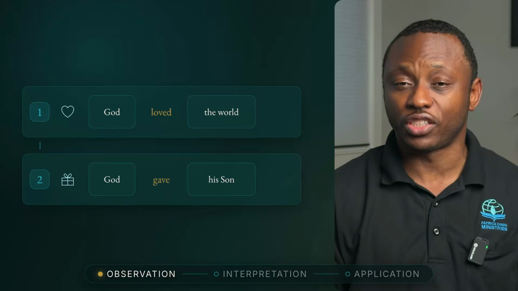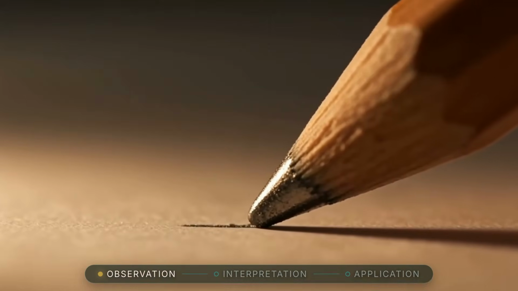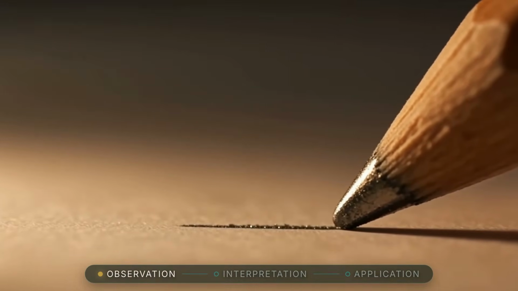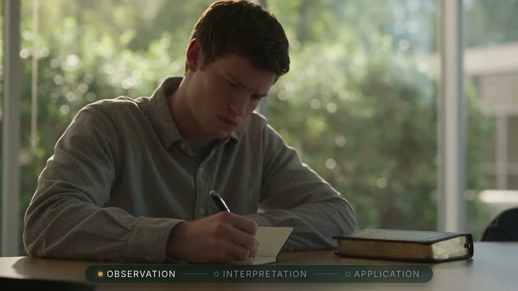Already, simply by slowing down, you begin noticing the structure of the verse. God's love produces an action. He gave. That's observation. You aren't inventing anything. You're simply gathering what the text actually says. And one practical habit will dramatically improve your Bible study. Write your observations down. Don't just think about them. Write them. Because when you write, you are forced to slow down and become more precise.